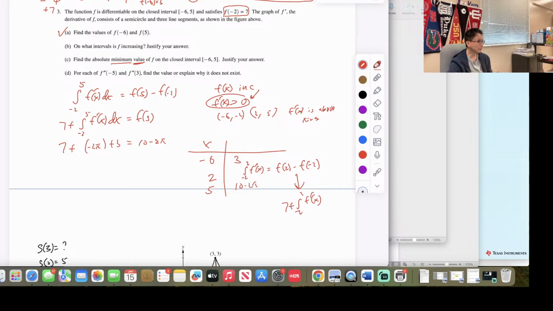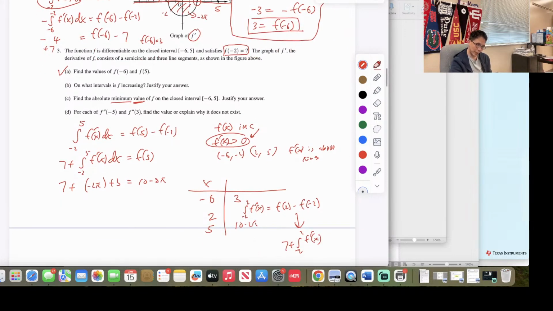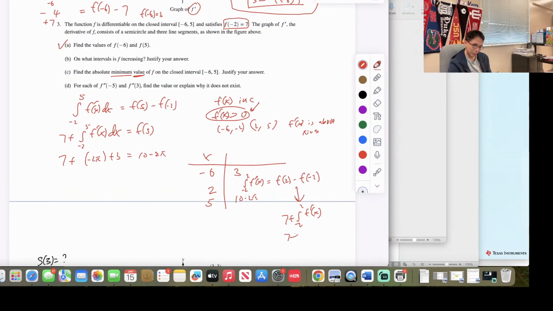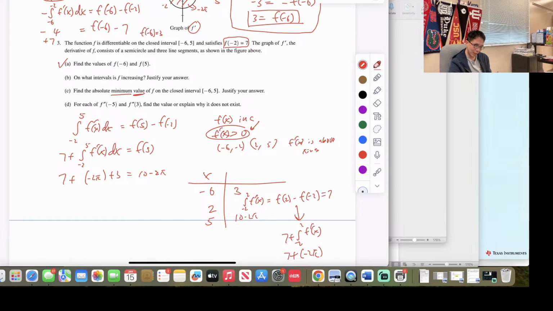Is that okay? I moved the negative f of -2 to the other side because we're trying to find out what f of 2 is. Because that's when you go from negative to positive, that has a possible minimum value. Is that okay? So then it'll be 7 plus -2 pi, I think. It'll be 7 minus 2 pi. So 7 minus 2 pi here.